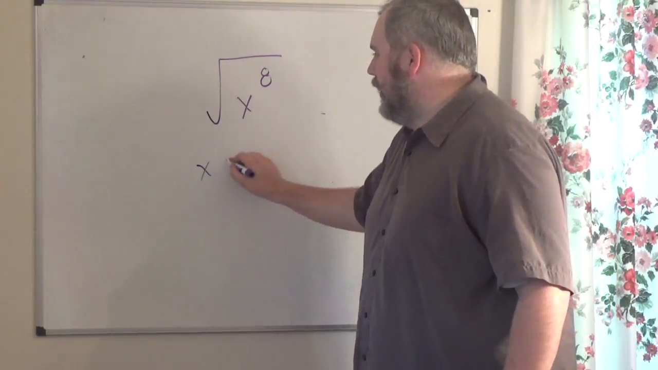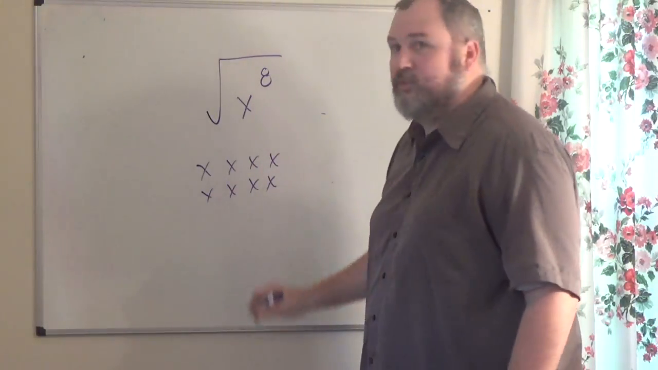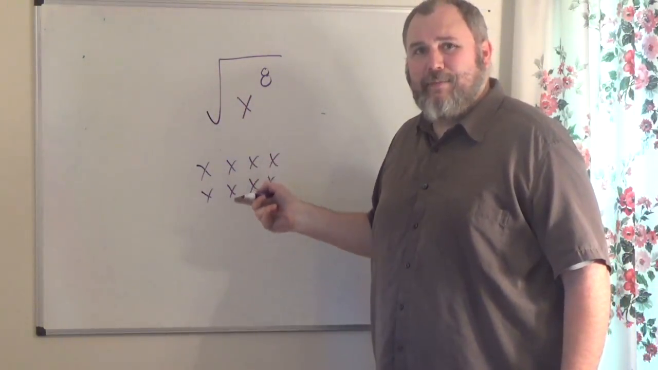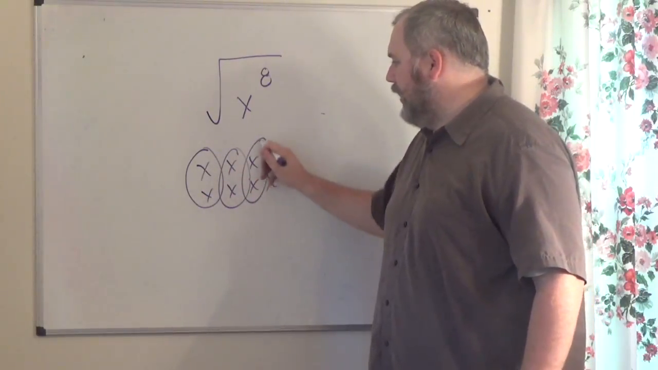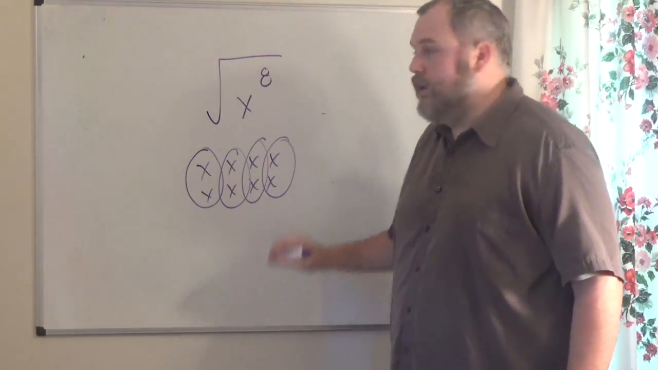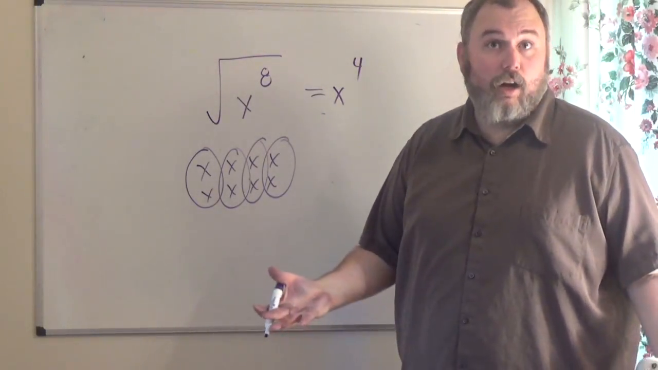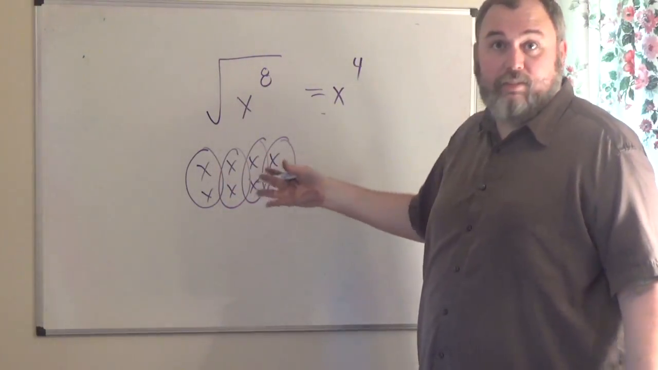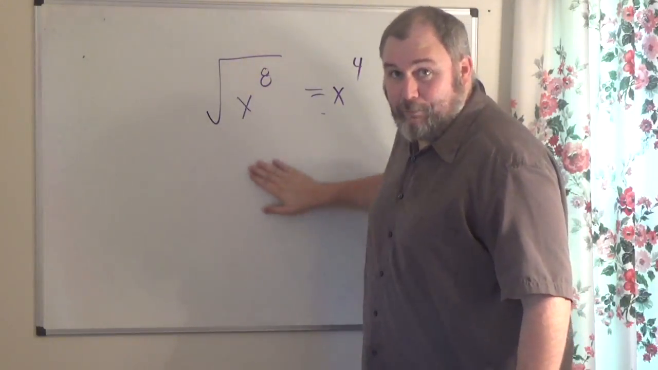This thing is saying x times x times x times x times x times x times x times x, right? Since this is a square root, it's asking how many different groups of 2 there are. That's a group of 2, that's a group of 2, that's a group of 2, that's a group of 2. So ultimately it's x to the 4th power. Makes sense, because there are 4 groups of those x's.